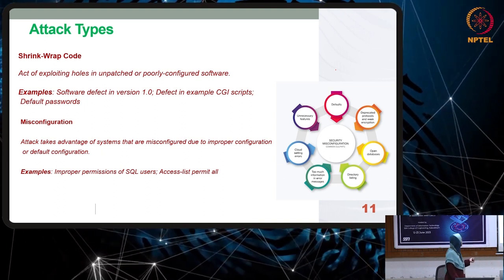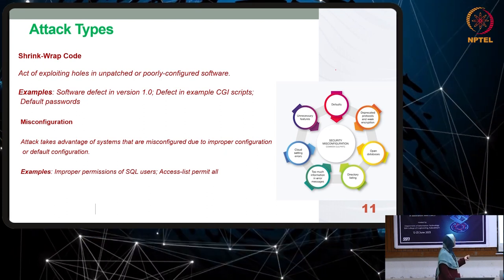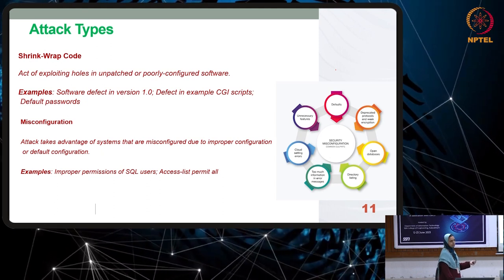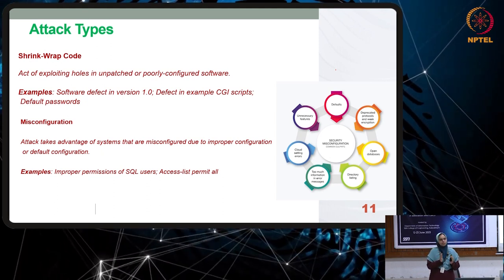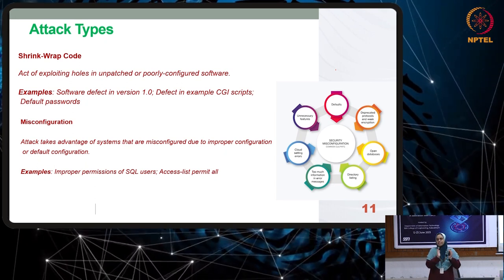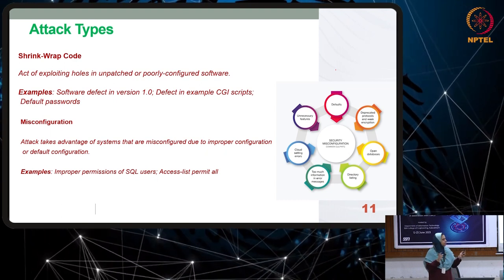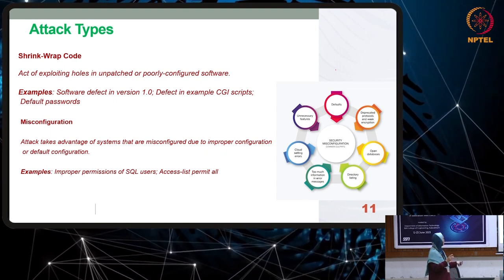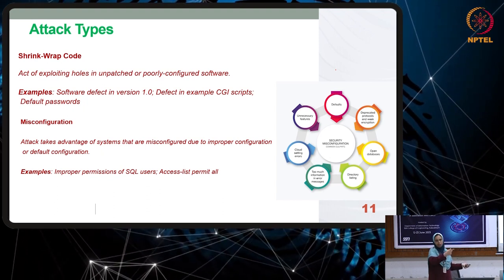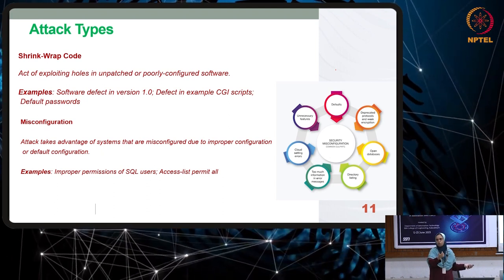Then shrink wrap code. What do you mean by shrink wrap code? It means the process of exploiting holes in unpatched or poorly configured software, right? If you know something is unpatched, then a cyber attack can definitely happen, right? Anything that is unpatched, you are leaving a way for a cyber attack to happen. For example, I told you there is a particular defect in version 1.0. What should you go for? Go to the next version, 2.0, fix that bug and release the new version, right?